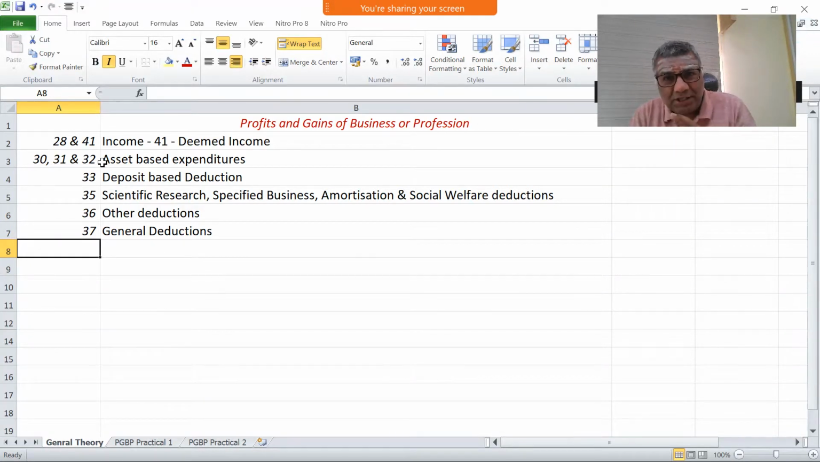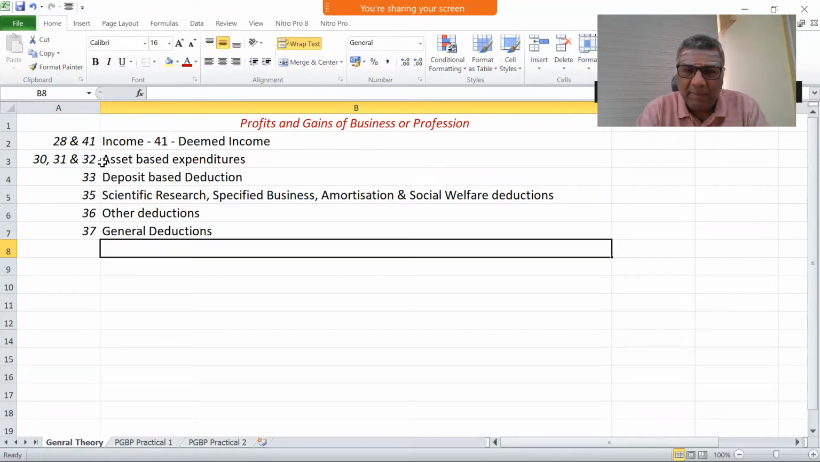The disallowance provision says, notwithstanding anything contained under 30 to 37. So in 30 to 37 it is mentioned that it is allowed, but if they have not fulfilled the conditions, it is disallowed. So disallowance provisions are not talking about any new expenditure as such. They are also speaking about these expenditures, but it will be disallowed. That's what they say.